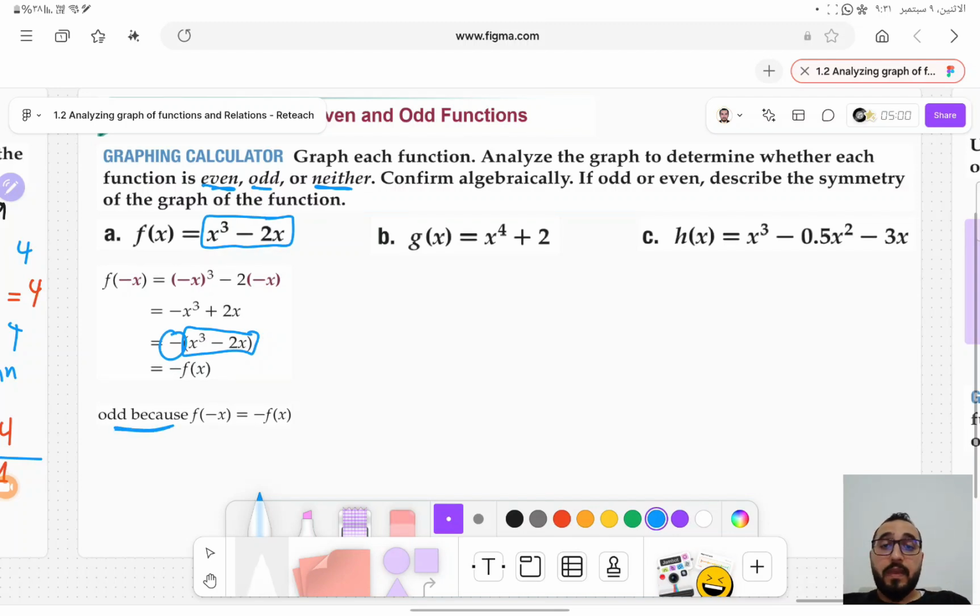Because I have a negative outside, this one should be an odd function. Okay, now let's apply negative for this one. g of negative x equals negative x to the power of 4 plus 2.